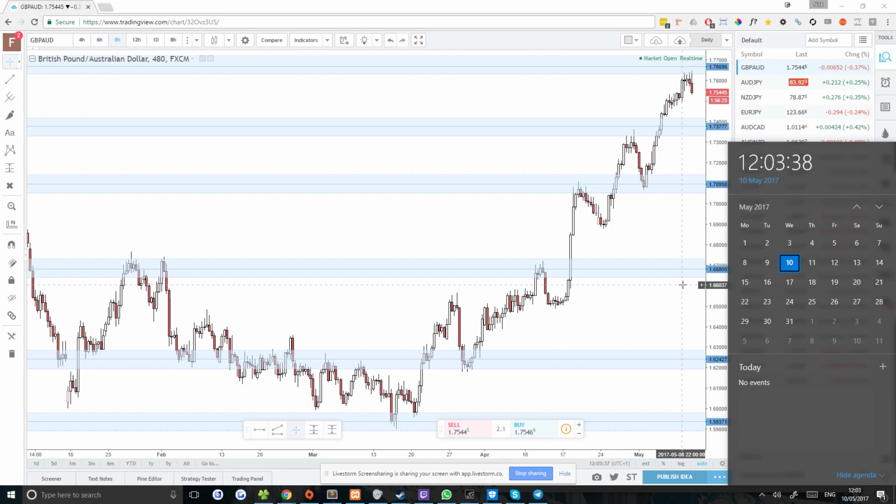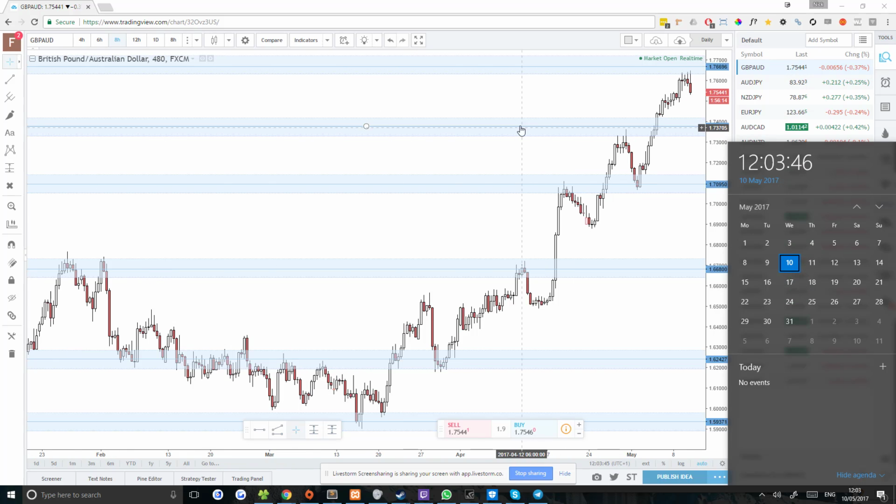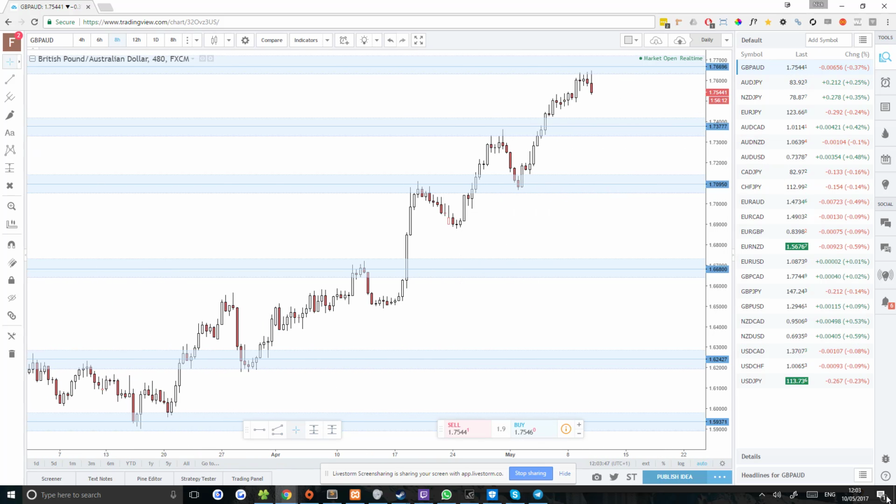Today is Wednesday, the 10th of May, 2017, and the time is 12:03 here in the UK. You're looking at a GBP AUD 8-hour chart. In today's analysis, we're going to do what we do in every day's analysis and just look through all the pairs for reversal setups. But before that, I just want to quickly review last week's trades.